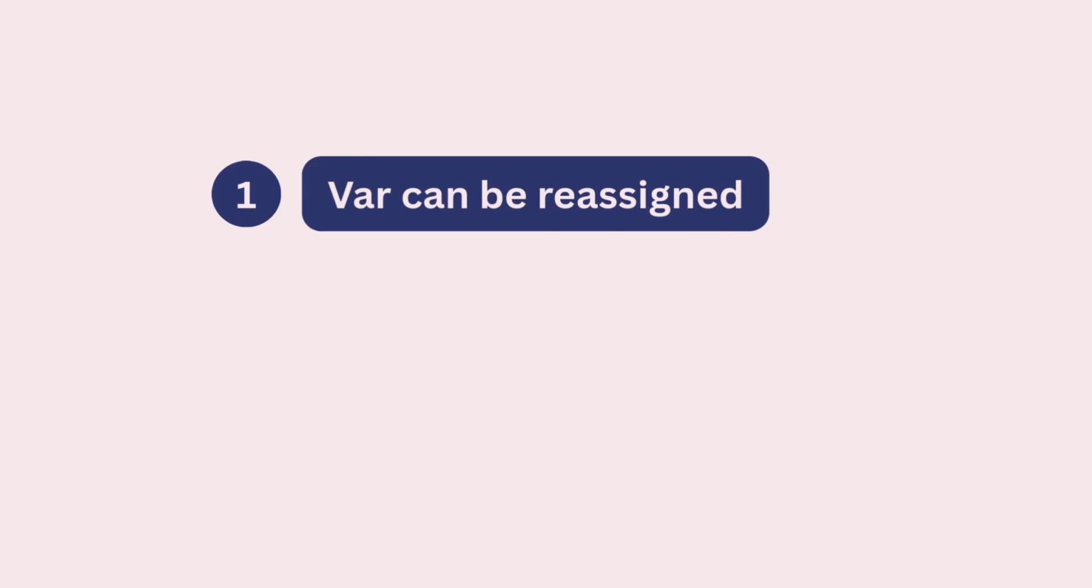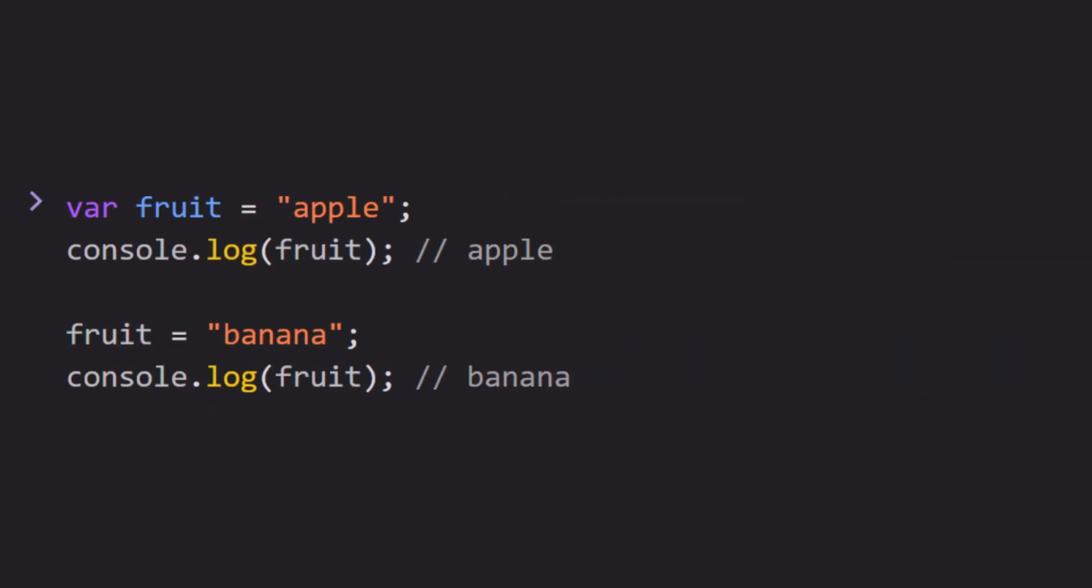Then we have reassignment. Var can be reassigned. It means you can give the same variable a new value after it's been created. For example, here, fruit was first set to apple. Then later we reassigned it to banana.